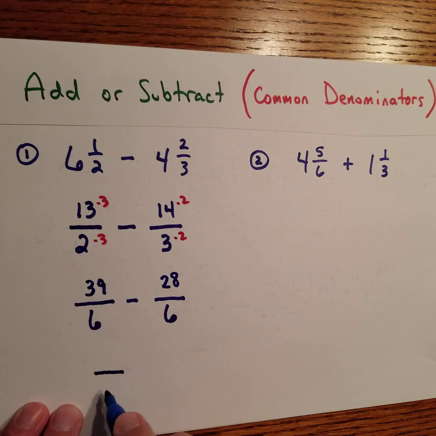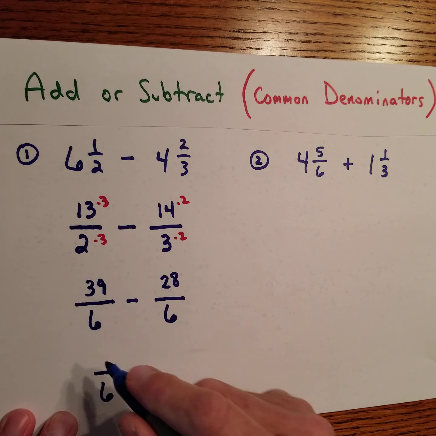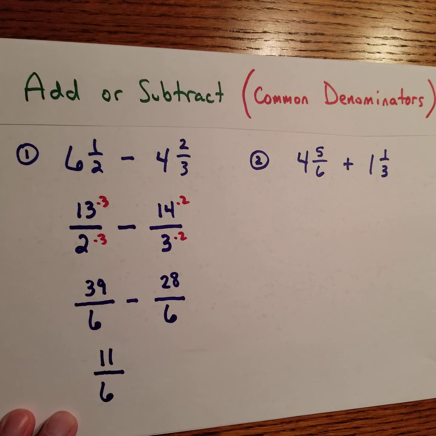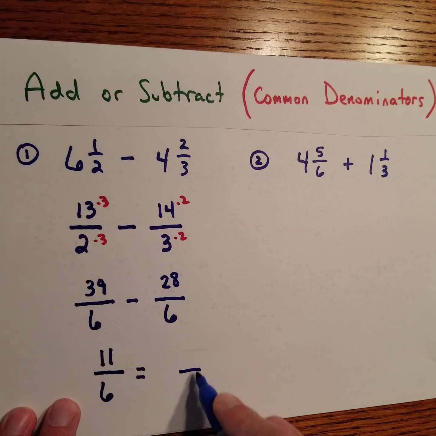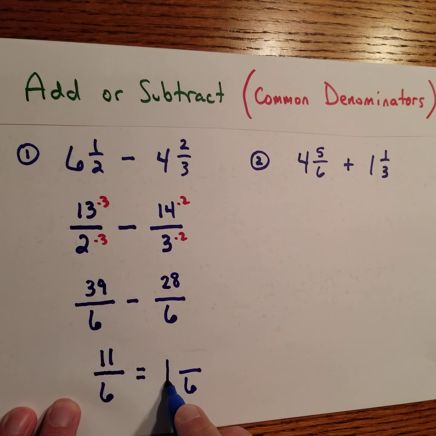Now keep the common denominator and subtract 39 minus 28. That's a great answer. Let's change it back into a mixed number. Keep the common denominator. 6 goes into 11 once, with 5 left over. Got it. Let's try number 2.